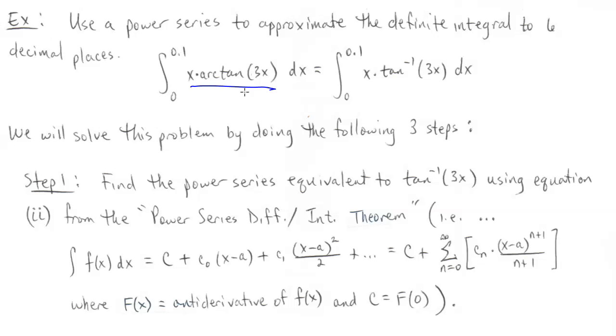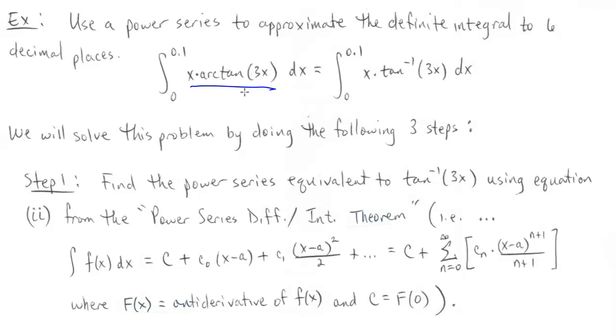Other than that, we would probably have to use a power series to essentially take our integrand, express it as an approximating polynomial, and then take the antiderivative of that polynomial and evaluate it over the limits of integration to figure it out. And so in essence, that is what we will be doing here.